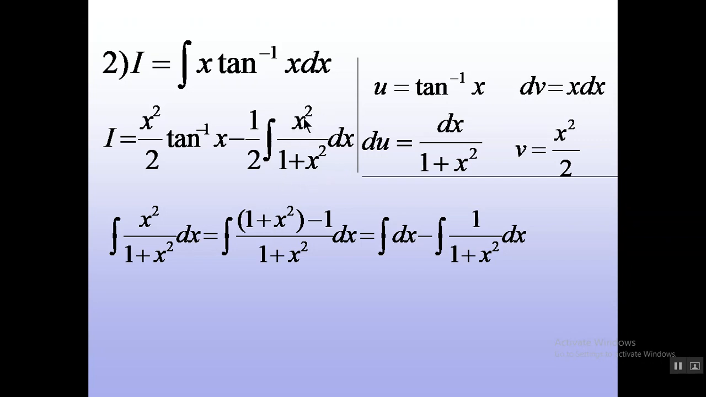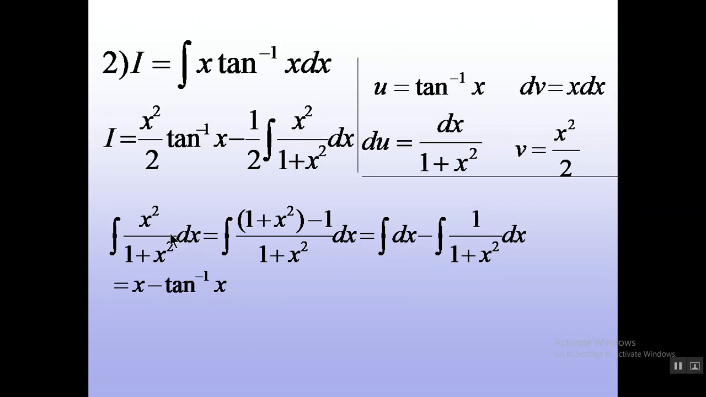So I can write x squared as 1 plus x squared minus 1 over 1 plus x squared. And if you break this integral, you get 1 plus x squared over 1 plus x squared is 1, so integral dx, and minus the second part is dx over 1 plus x squared. The integral of dx is just x, and integral of 1 over 1 plus x squared, we already know that it is tan inverse of x.